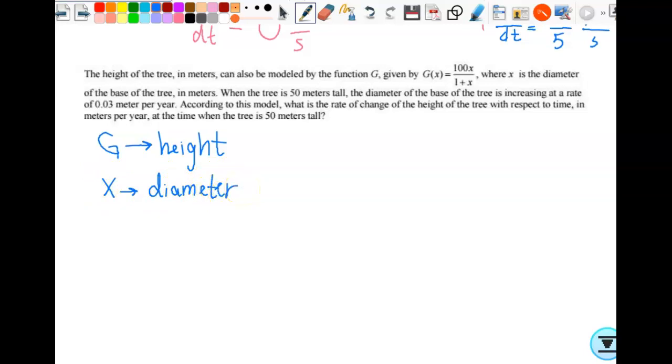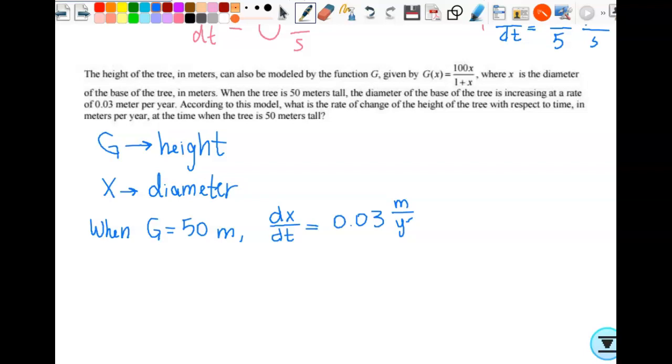All right, when the tree is 50 meters tall. So 50 is what, guys? G. Thank you. So I'm going to write this down. When g equals 50, the diameter of the base of the tree is increasing at a rate of 0.3 meters per year. So diameter is represented by x, so this would be the rate of change of x. So dx/dt equals, it is increasing, so the rate of change is positive, 0.03 meters per year.